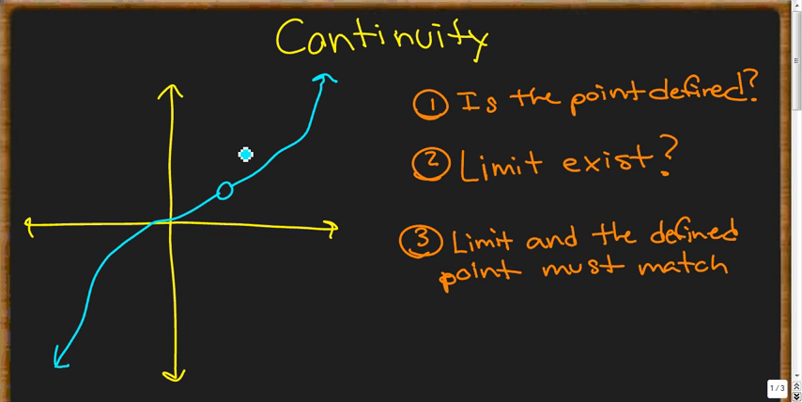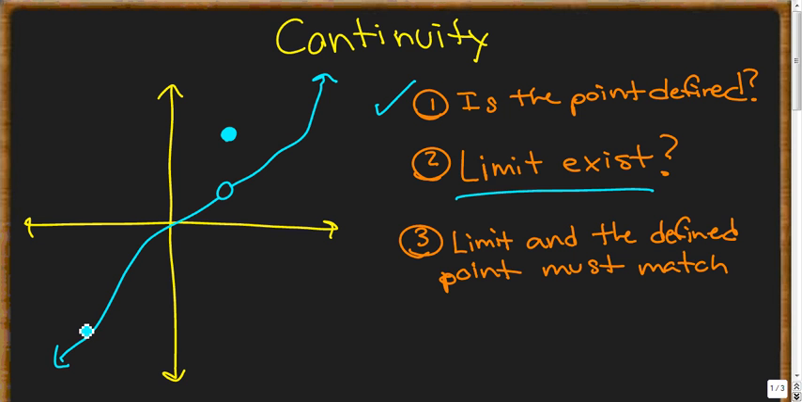Now, if I put this dot anywhere else, so let's say I put it right here. So first off, is the point defined? Well, yeah, it's defined, right? That's good. It's right up here, and then we go, does the limit exist? Well, from left and right, we're going towards that empty hole, right? We're going there, so the limit does exist. So yeah, we're good there as well. But the limit and the defined point must match.